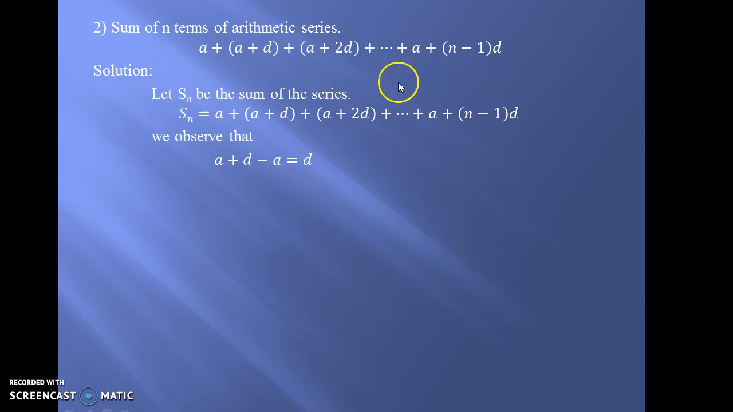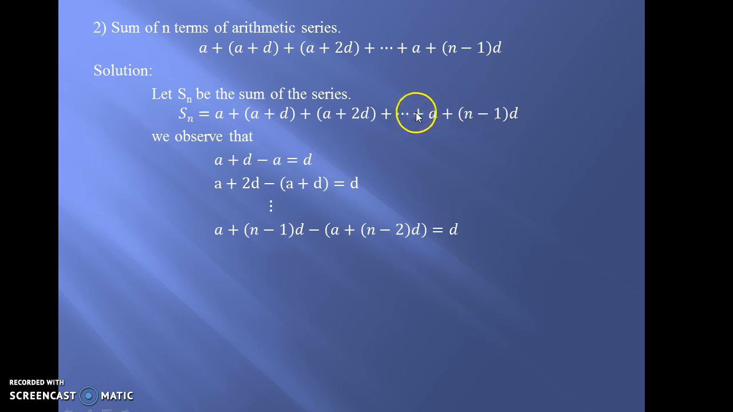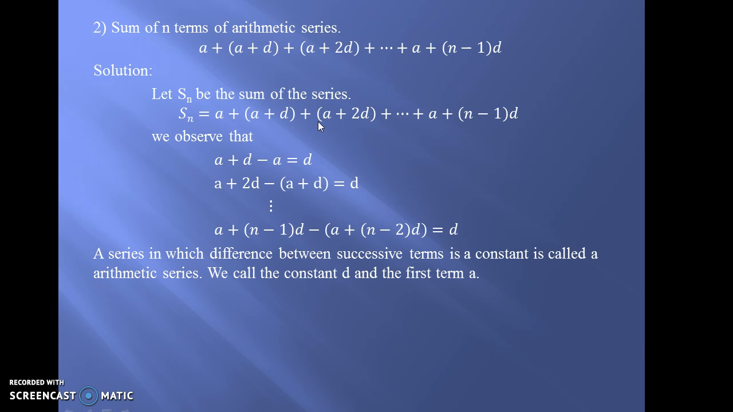We observe that the difference between second term and the first term is d. The difference between third term and the second term is d, etc. The difference between nth term and the n minus 1th term is also d. So in this series, the difference between any two successive terms is a constant and is equal to d. Such a series is called as arithmetic series. So this is an arithmetic series with n terms.